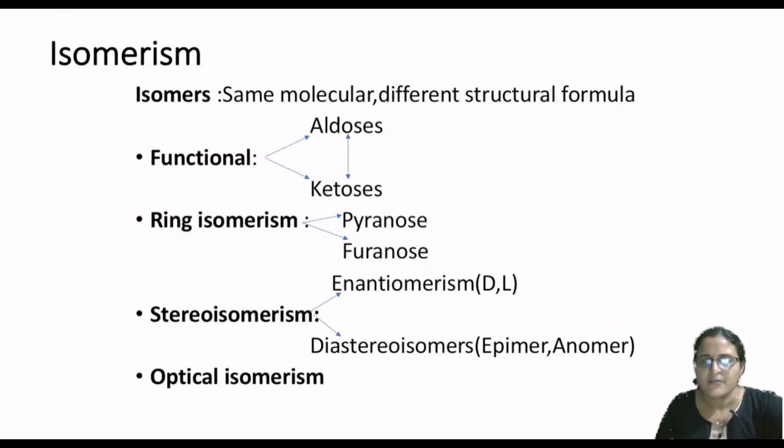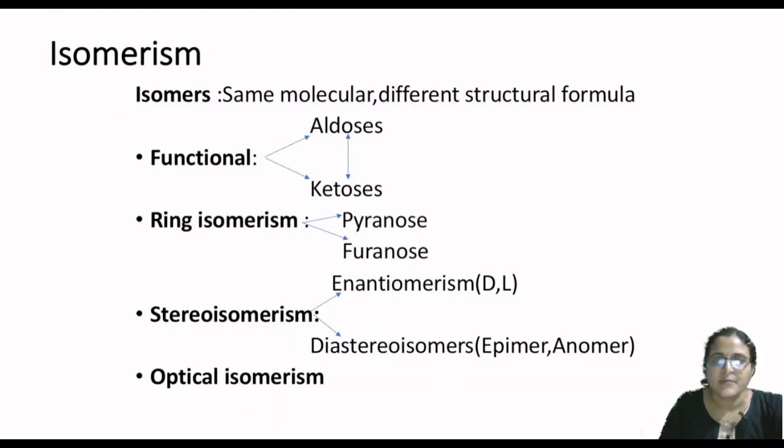Then coming to isomerism. Many books give many types, but Harper gives the most authentic classification. Isomers have the same molecular formula but different structural formula. It may be functional isomerism, ring isomerism, stereoisomerism or optical isomerism.